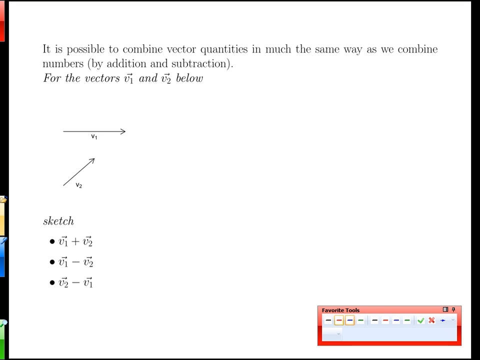What can we do with vectors? Well, we're going to do a whole bunch of things with them. Let's start off with the basic operations, beginning with addition and subtraction. So someone hands you a vector moving due east this much, another vector heading northeast with this magnitude.